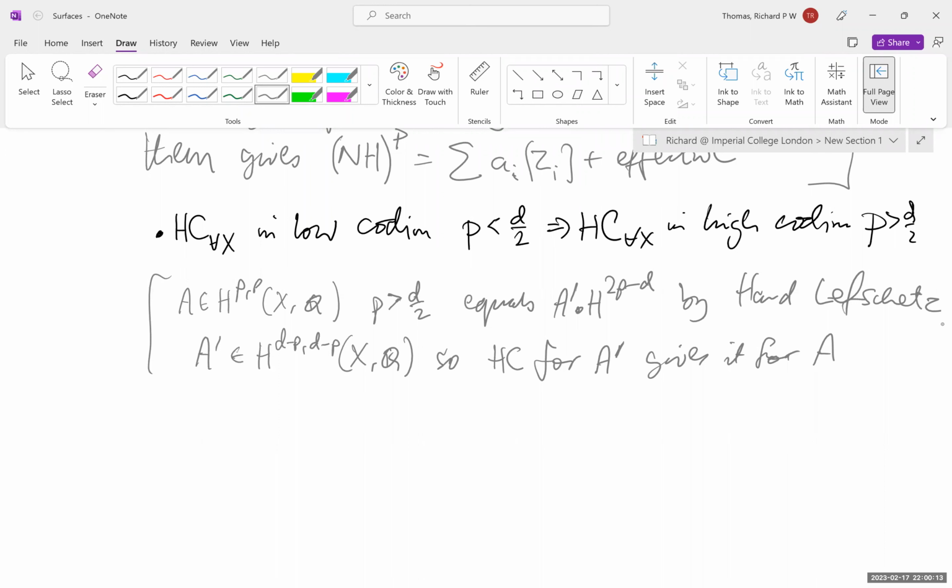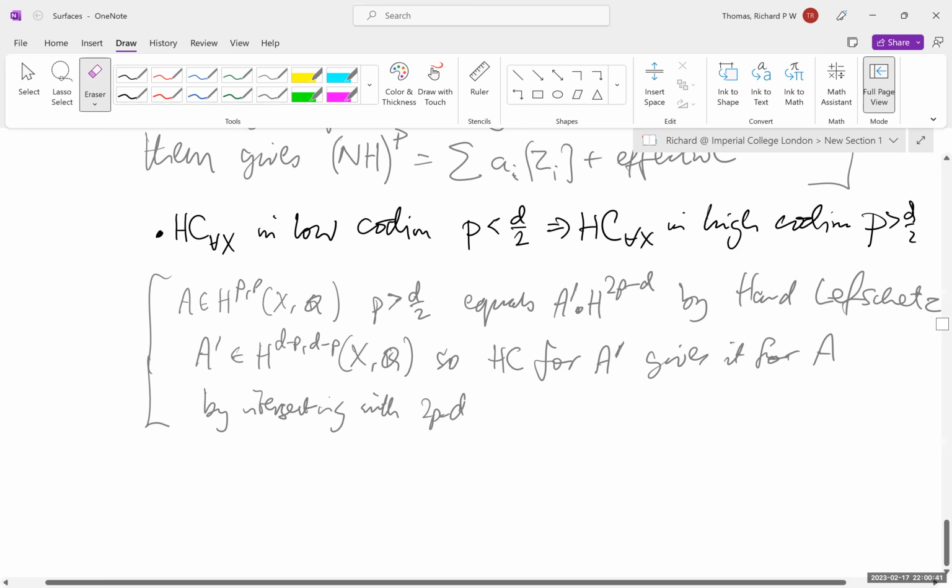Now I just intersect it. I just intersect the algebraic subvariety produced for A primed with 2p minus d copies of H, or 2p minus d hyperplanes, hypersurfaces.